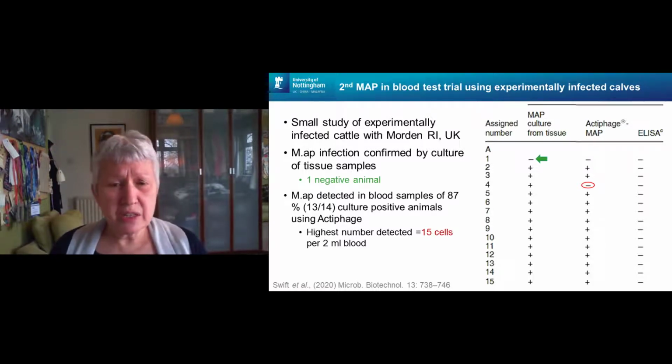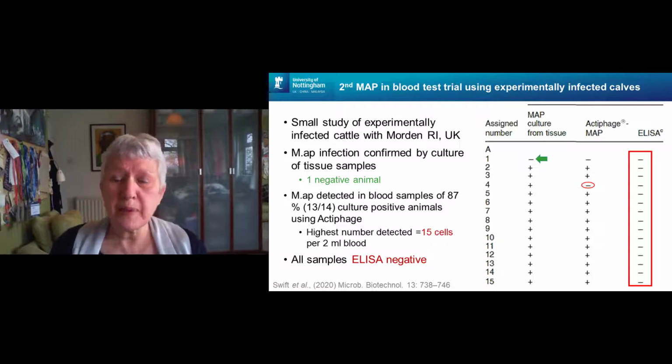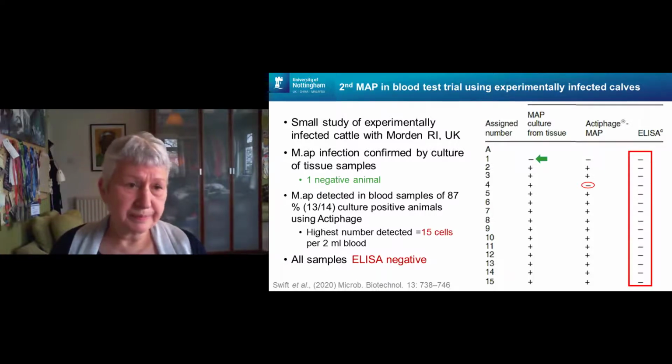But what was interesting on this occasion was that they were all blood ELISA negative. Now, if you go back to that model of that fast developing disease, which we see with the experimental infections, we would have expected the ELISA results to be positive. And this just reiterates the problem we have with these mycobacterial diseases, that the infection models, where you're using a high dose, seem to go through a different disease development pattern than we see in naturally infected animals.